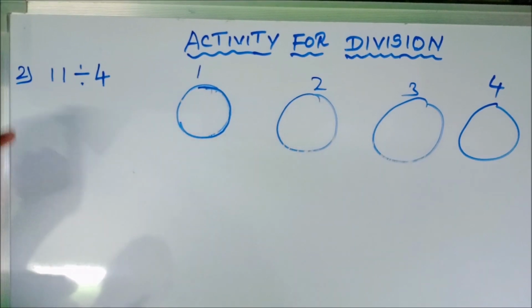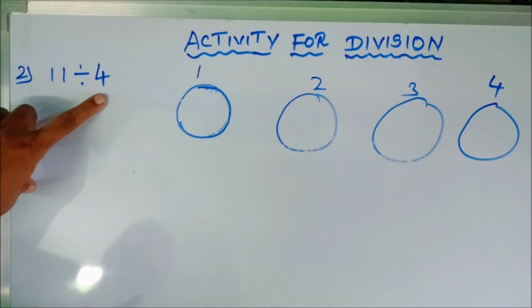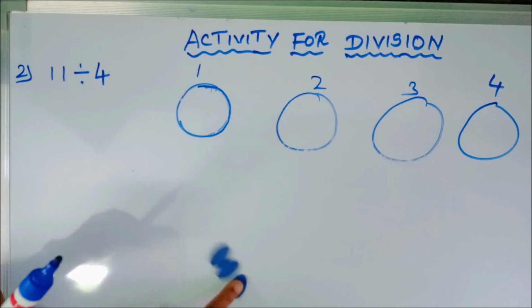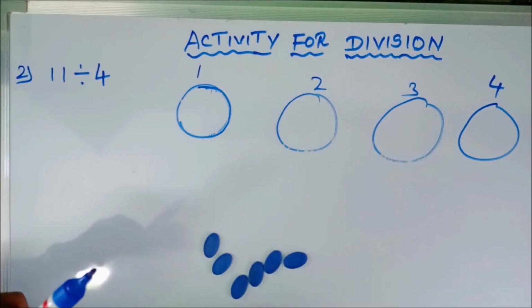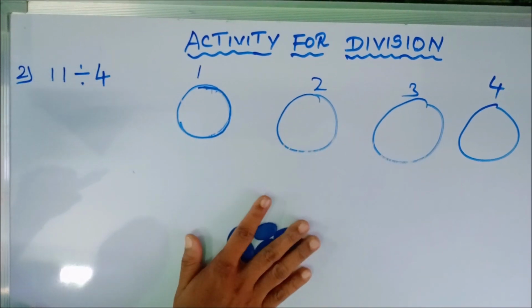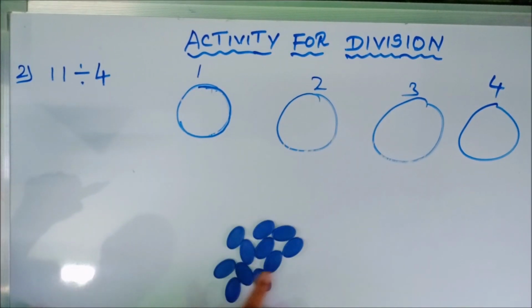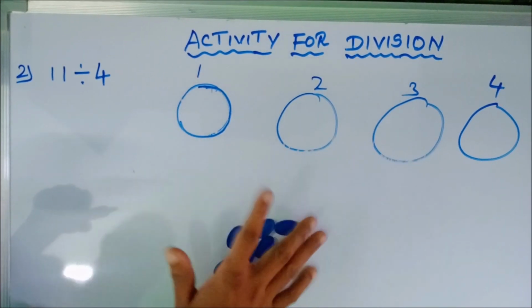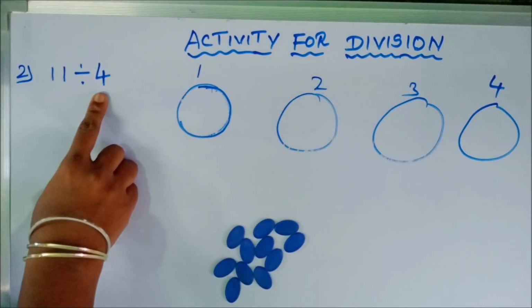Next, children, we are going to see another sum, that is 11 divided by 4. For that you have to take 11 things. See 1, 2, 3, 4, 5, 6, 7, 8, 9, 10, 11. I have taken 11 things. Now I am going to divide these 11 things into 4 equal parts. Why are we dividing these things into 4 equal parts? Because our divisor is 4.